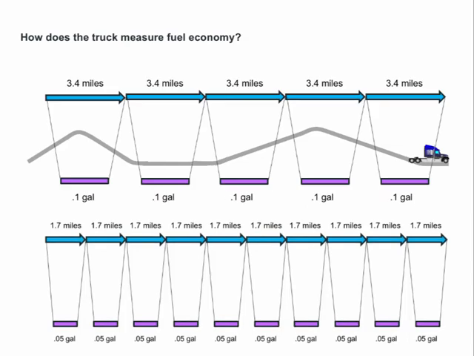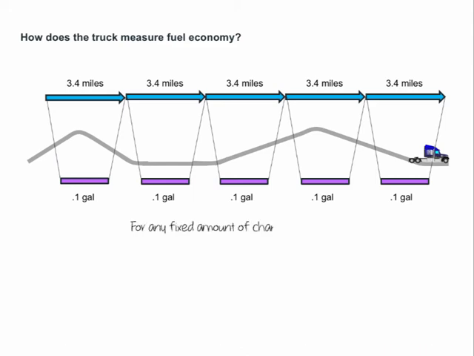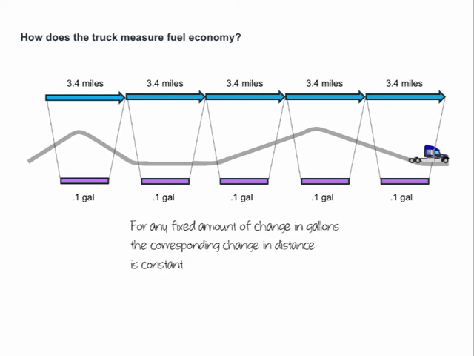Now, we've seen two examples where the size of each distance interval is always the same for each fuel interval. Another way to say this is for any fixed amount of change in gallons, the corresponding change in distance is constant. In this case, for every 1/10 of a gallon of fuel consumed, there is a 3.4-mile change in distance. This means that for any 1/10 of a gallon of fuel consumed, the truck will travel 3.4 miles. So, the truck consumes fuel at a constant rate of 3.4 miles per 1/10 of a gallon. And this is what it means for the truck to be getting a constant fuel efficiency.